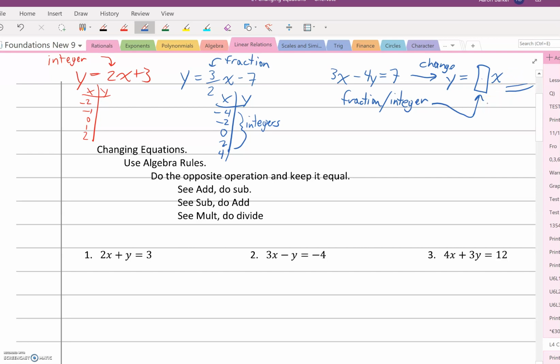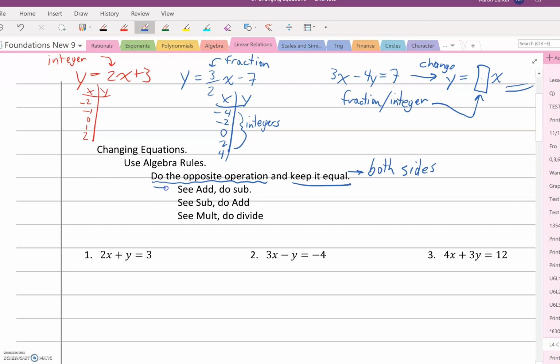So you've already done all these skills. You already have them. You've been doing since grade 7. We're going to be using our algebra rules. It gets a little bit different because you're just going to be moving things and things aren't going to be disappearing and canceling out. So remember, our algebra rules is do the opposite operation, and then we will have to keep it equal. So we have to do it to both sides. Okay? So if we subtract from one side, we have to subtract from the other. And that's what we mean by keeping it equal.